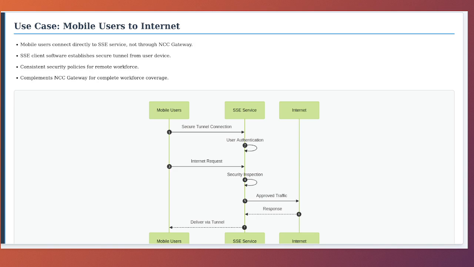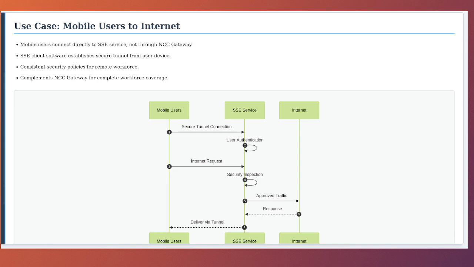These users need secure internet access with consistent security policies regardless of their physical location. In the traffic flow diagram, mobile users connect directly to the SSE service. The SSE provider's client software on the user's device establishes a secure tunnel to the nearest SSE point of presence. This connection happens over the public internet without traversing Google Cloud infrastructure.